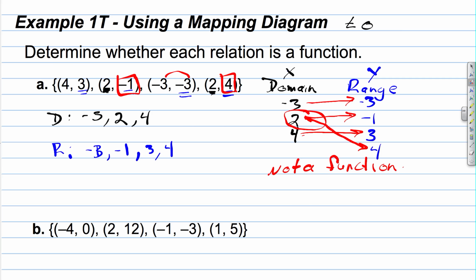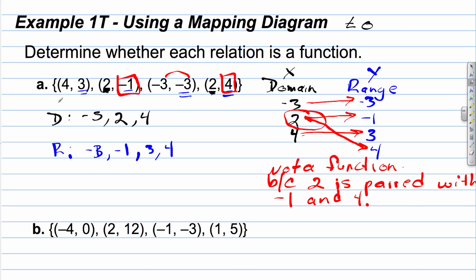And that's because 2 is paired with -1 and 4. That's all part A right there.